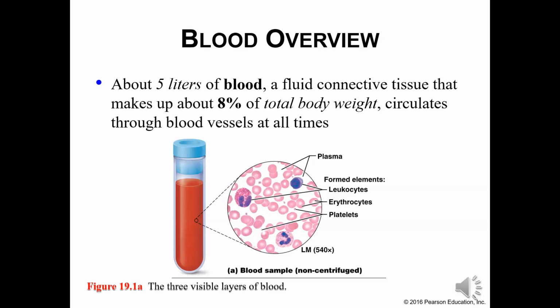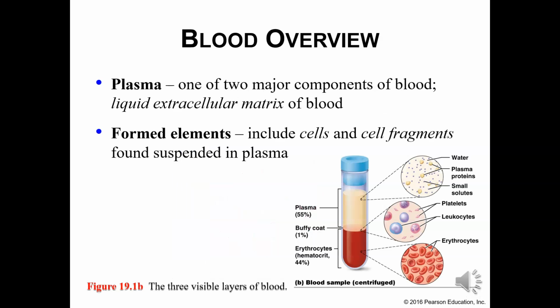When you take blood from the body, you get what we call a peripheral blood sample, and it can be spun down. Once it's spun down or centrifuged, the blood will separate into its individual components. One of these components is called the plasma. It's what we refer to as the liquid extracellular matrix of the blood.